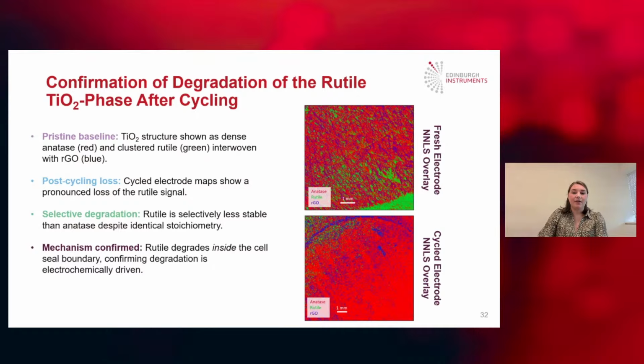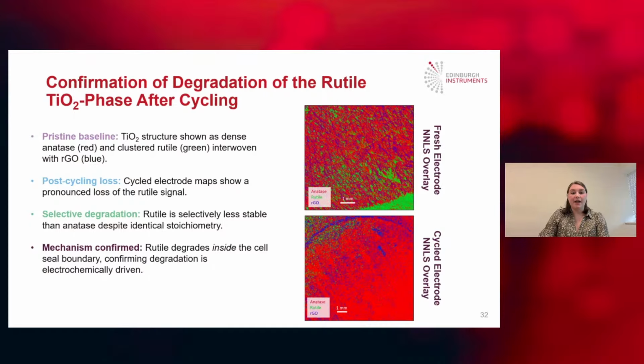This is evidence that the rutile is selectively degraded, and this also tells us that the rutile is less structurally and electrochemically stable than the anatase phase of titanium dioxide after repeated cycling.